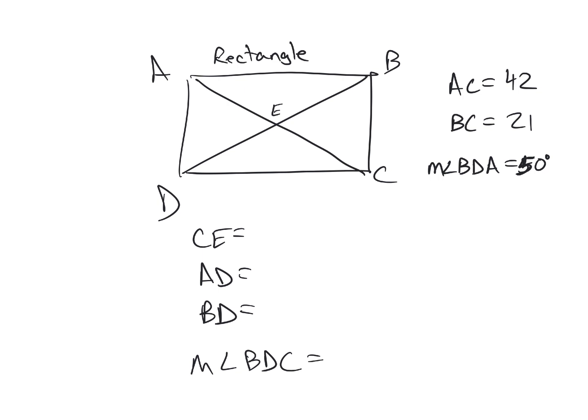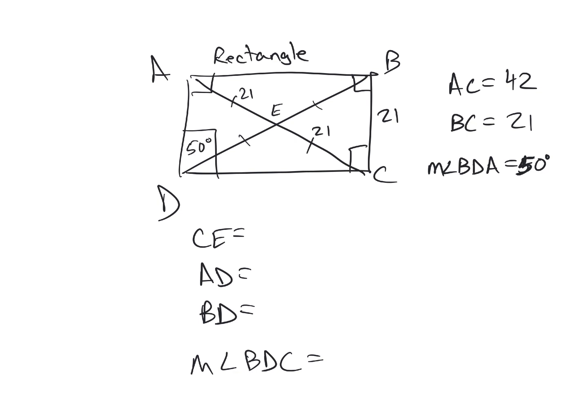Okay, first of all, let's just write everything in that they tell us. AC is 42, so the whole length of this is 42, or the downward diagonal. So each of these are 21. I'm just putting that in there just so I can write the 42. BC is 21. Okay. The measure of BDA is 50 degrees. Also, what do you know about a rectangle? All of them are 90 degrees. Anything else? Your diagonals bisect each other, and in a rectangle, they are the same.